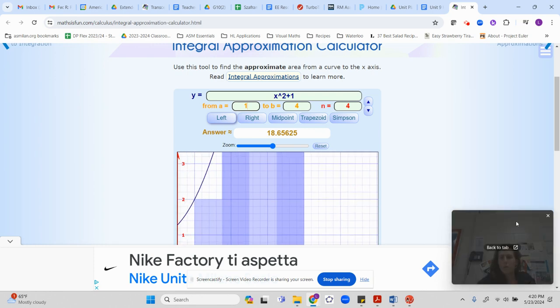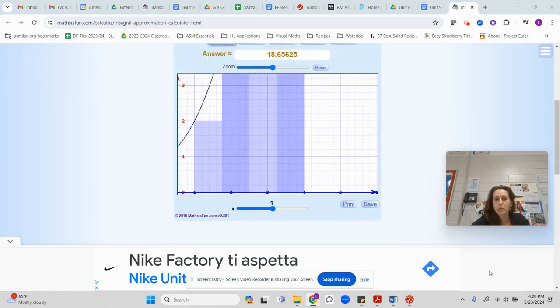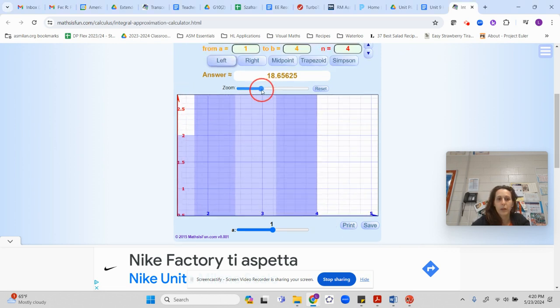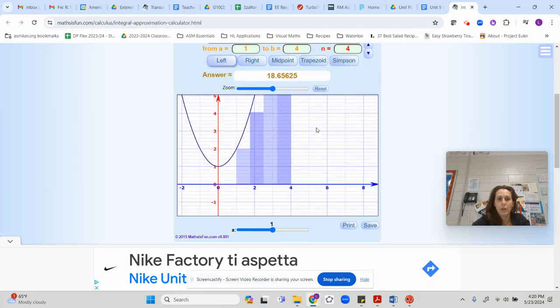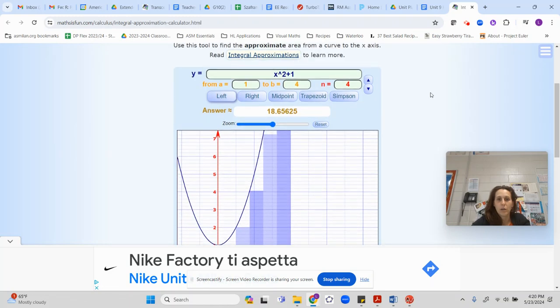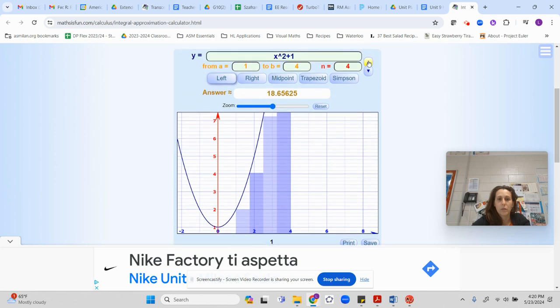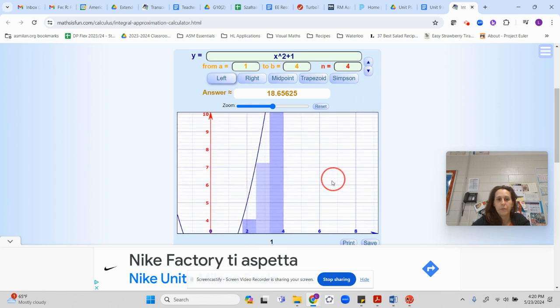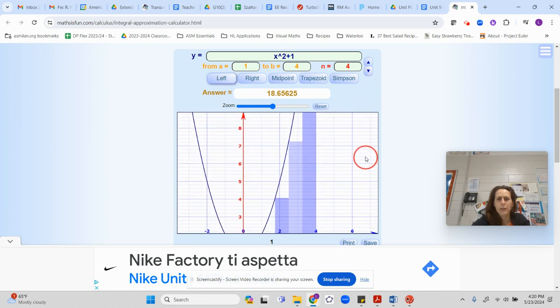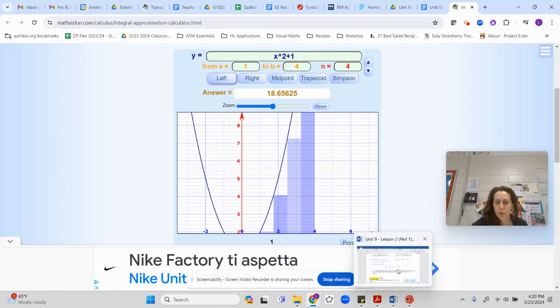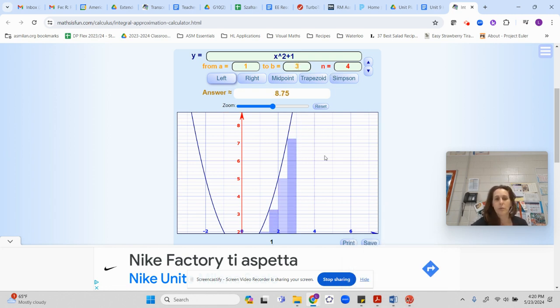This isn't working as well as I wanted it to. Okay. There we go. From 1 to 4 with 4 rectangles. No, my question wasn't 1 to 4. Sorry. My question was 1 to 3. That's why the answer is different. The question that we had was from 1 to 3.